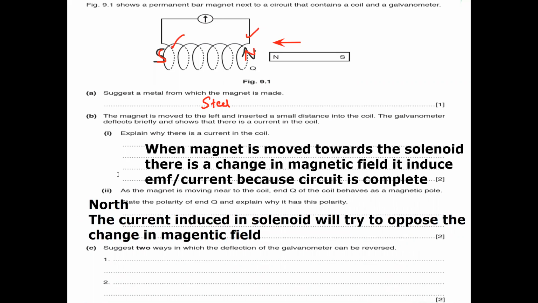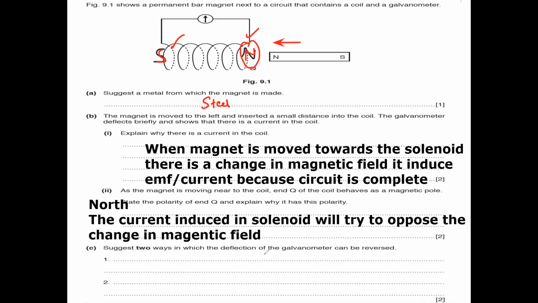It can only oppose the change by appearing as a like, identical pole, because we are moving a magnet towards it, so the strength of the magnetic field is increasing. What will the solenoid try to do? It will try to oppose the change in magnetic field. And how can it oppose the change in magnetic field? By producing a pole in the same direction, a like pole.